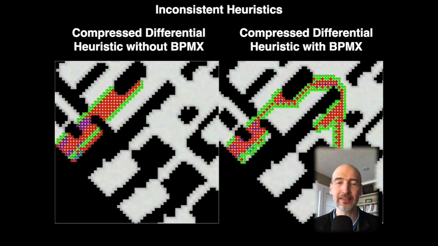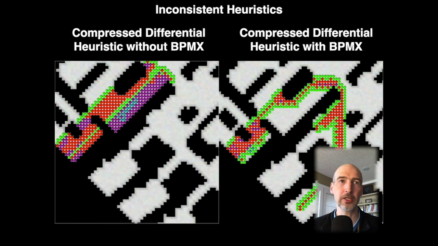Now we might think, oh, this is only an artificial example, but this is an example with inconsistent heuristics. And if we look at the left-hand side here, where we don't use this BPMX propagation, what we can actually see is this sort of n squared behavior. And I'll play this a second time here just so we can watch this.